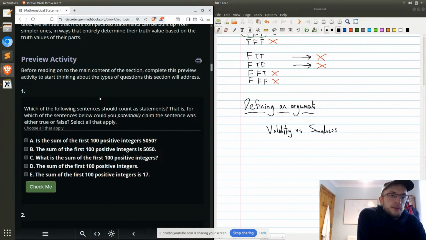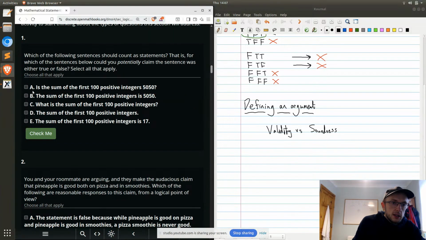Preview activity. Before reading on the main content of the section, complete this preview activity to start thinking about the types of questions this section will address. Which of the following sentences should count as statements? That is, for which of these sentences below could you potentially claim the sentence was either true or false? Okay.